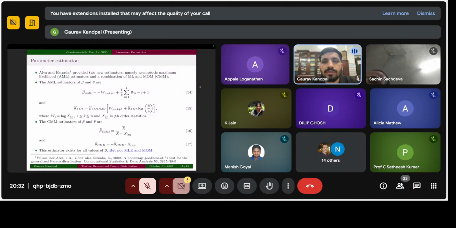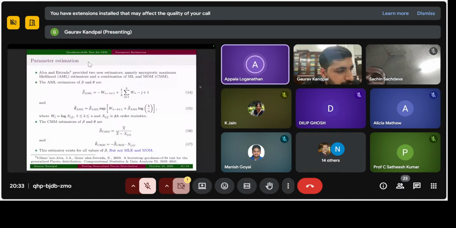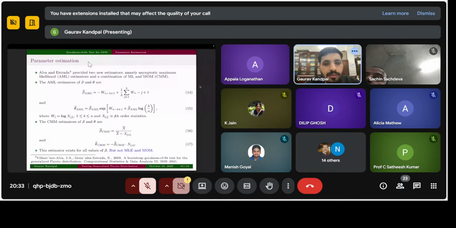The first ones, in equations number 14 and 15, are the asymptotic maximum likelihood estimators for beta and theta. Further, in equations number 16 and 17, these two estimators are a combination of maximum likelihood and method of moment estimators. And these two estimators exist for all values of beta.